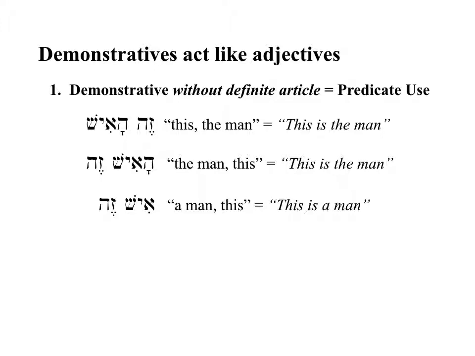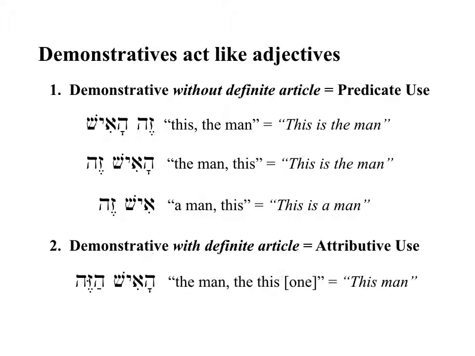The lack of the definite article helps signal to you that there is a sentence going on here. There is an equation. The man equals this one. This is the man. Ish ze, a man is this one. We again have the word ze present without the definite article, marking its predicate use.